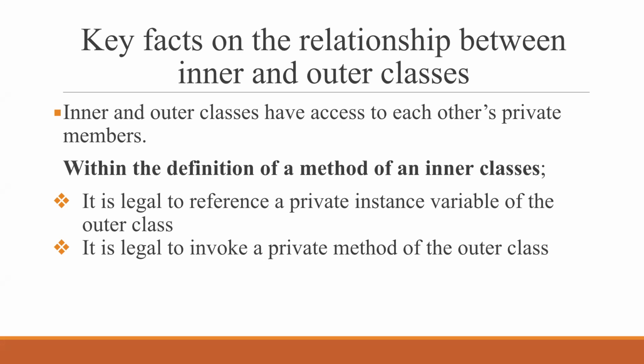Then we looked at this. It is illegal to reference a private instance within the definition of an inner class. It is okay to reference a private instance variable of the outer class. We saw that one where we declared a string in the outer class, then we accessed it within an inner class. Then they're also saying that it is legal to invoke a private method of the outer class. We've not demonstrated this, but let me demonstrate that also.